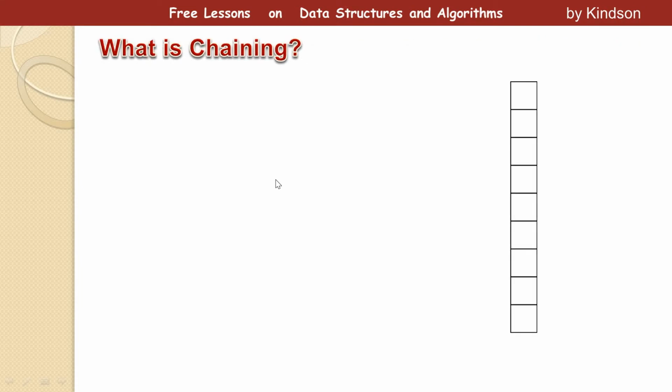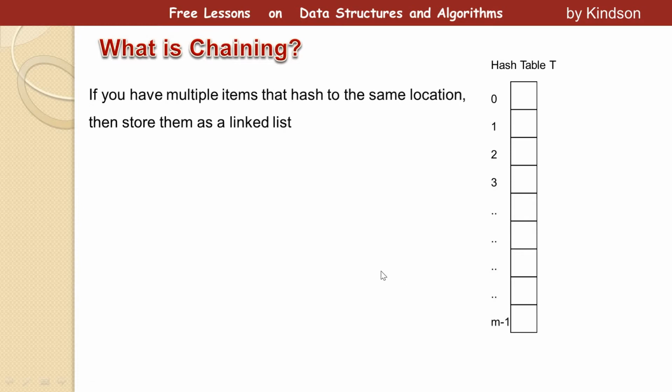So what is chaining? Chaining is the simplest method of resolving collision in hash table. So let's start with this example. We have this hash table and we have multiple items hashing in the same location. And what we are going to do to solve it, all the items that hash in the same position, store them in a linked list.